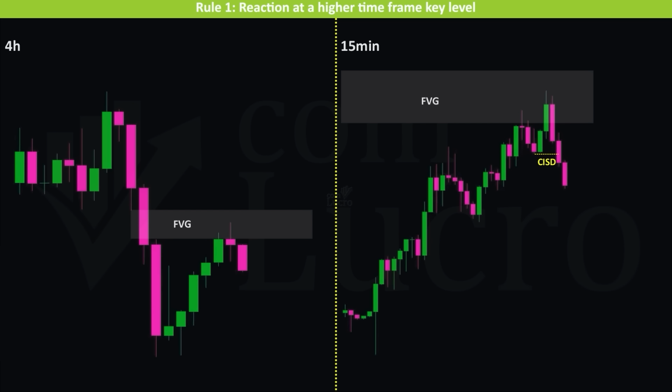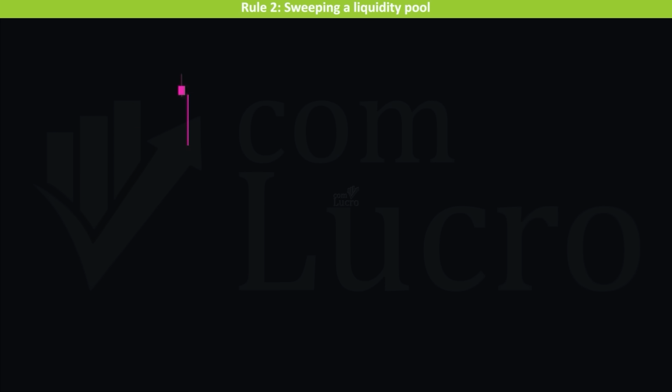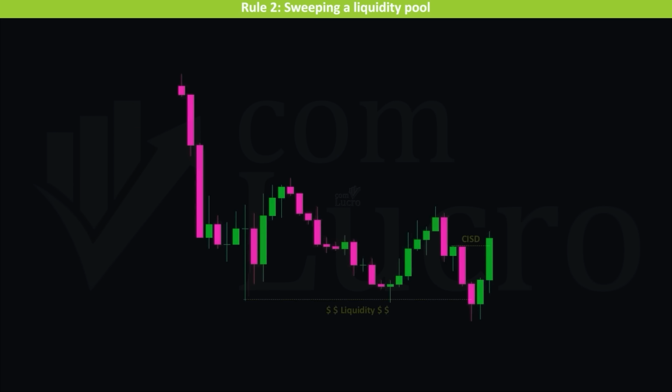Without higher time frame context, a CISD may still appear, but it's more likely to represent a short-lived fluctuation rather than a sustained transition. Rule number 2. Sweeping a liquidity pool. A high-quality CISD setup often occurs after the market sweeps liquidity from one side. Liquidity pools form around obvious equal highs and lows where traders place stop losses. When price sweeps these levels, it engages resting liquidity and creates the conditions for a potential shift in delivery.